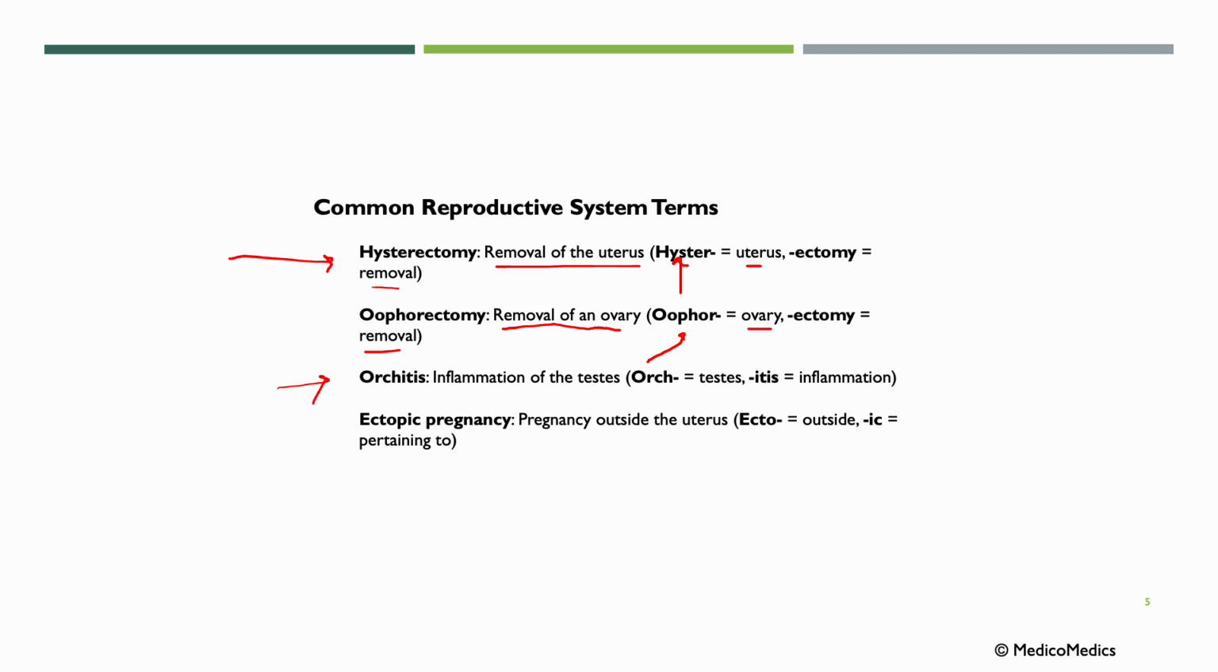Orchitis, inflammation of the testes. Orch meaning testes, itis, inflammation. Ectopic pregnancy, so pregnancy outside the uterus. Ecto means outside, and the ic here is pertaining to. So ectopic pregnancy, pregnancy outside the uterus.